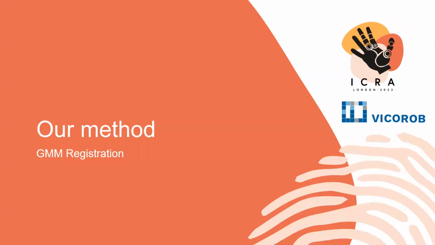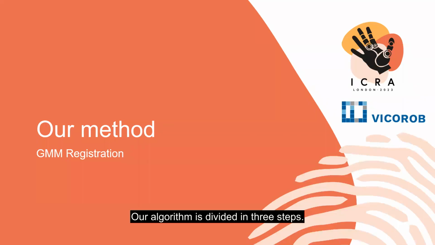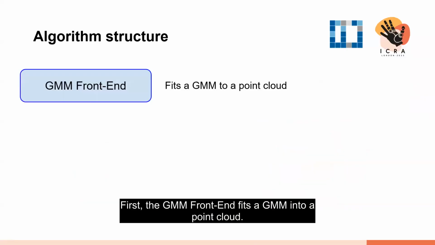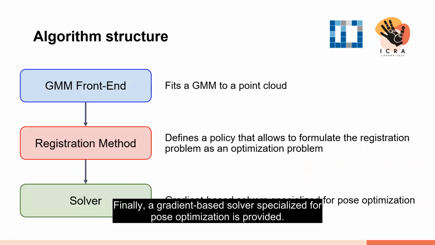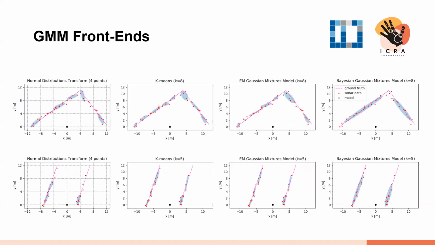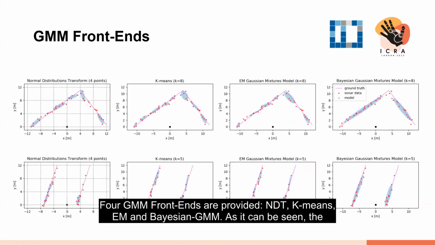Our algorithm is divided in three steps. First, the GMM front-end fits a GMM into a point cloud. Then, the registration method defines a policy for the scan matching problem. Finally, a gradient-based solver specialized for pose optimization is provided. Four GMM front-ends are provided: NDT, Cummins, EM, and Bayesian-GMM.